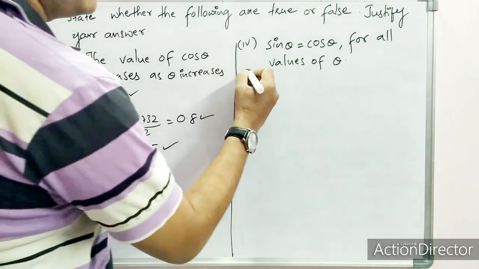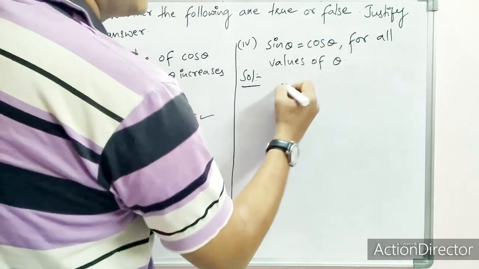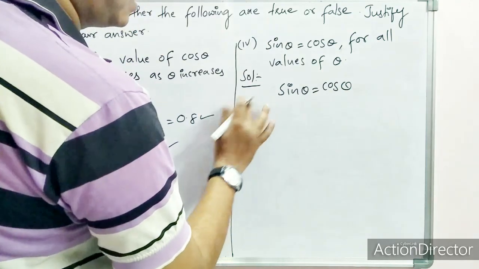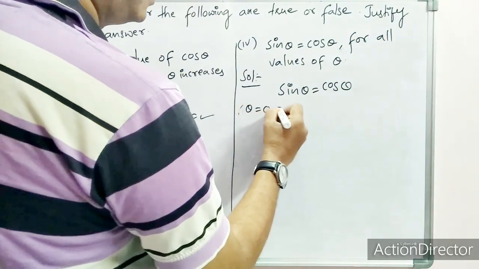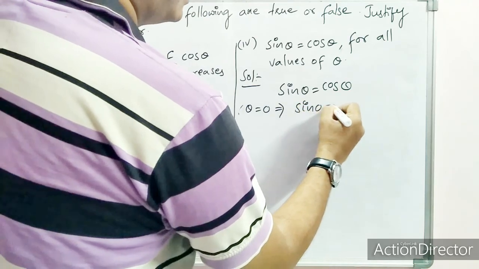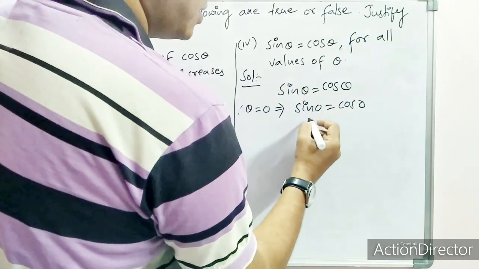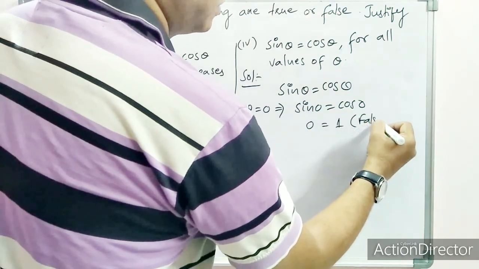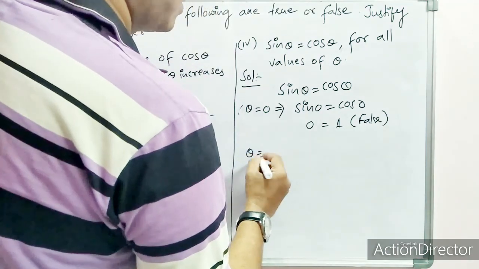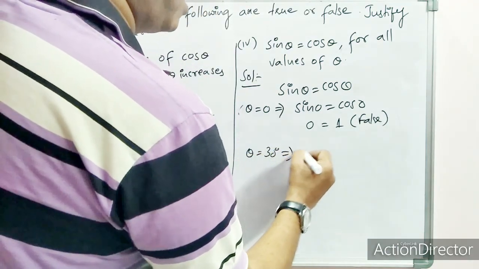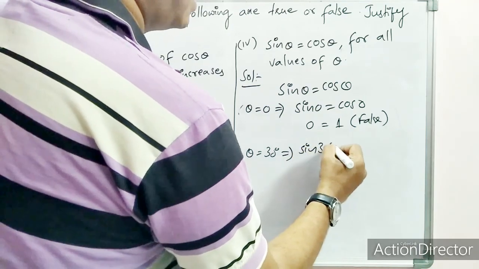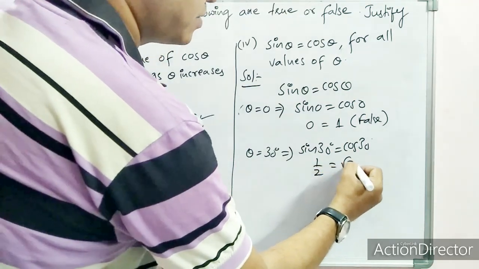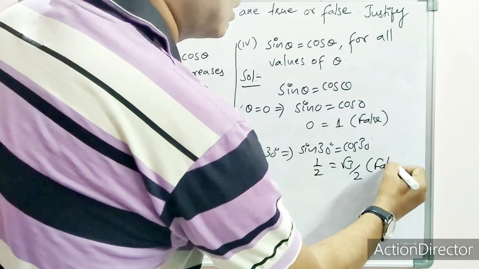Now, it is given sin theta is equal to cos theta for all values. Now we'll check the value. Suppose theta is equal to 0, what happens? Sin 0 is equal to cos 0? Sin 0 value is 0 and cos 0 is 1. So this is a false statement. Suppose you take theta is equal to 30. So what happens? Sin 30 is 1 by 2 and cos 30 is root 3 by 2. So this is also a false statement.